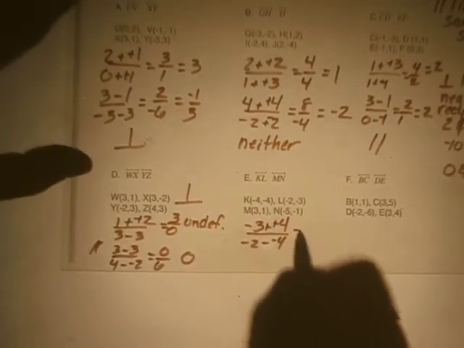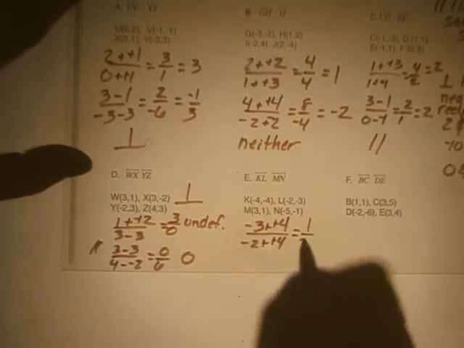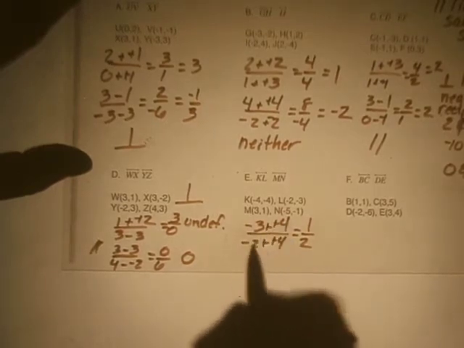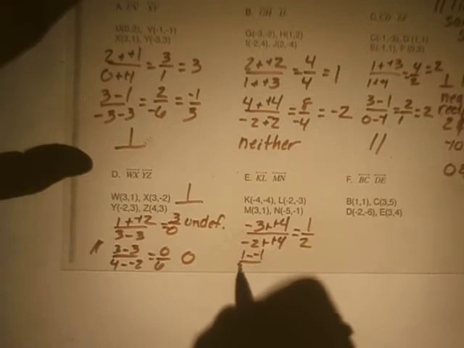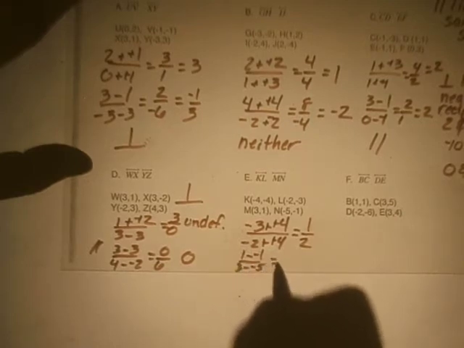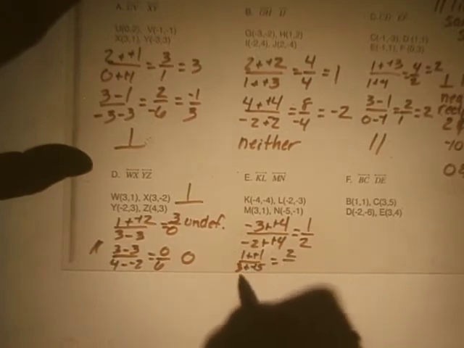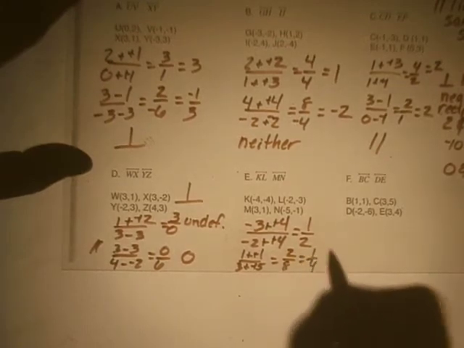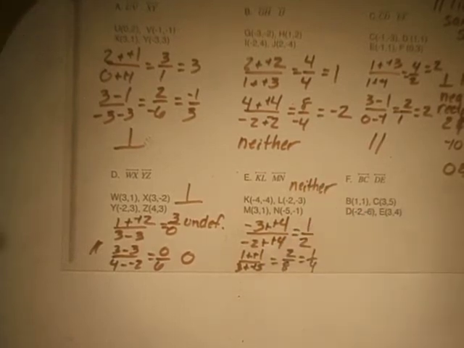The next one, negative 3 subtract a negative 4, negative 2 subtract a negative 4. When you zip-zap that, we have 1. Zip-zap that, we have 2. So 1/2. And the line MN, 1 subtract a negative 1, 3 subtract a negative 5. That looks like it becomes 2 over 8, which is 1/4. So these are neither perpendicular or parallel.